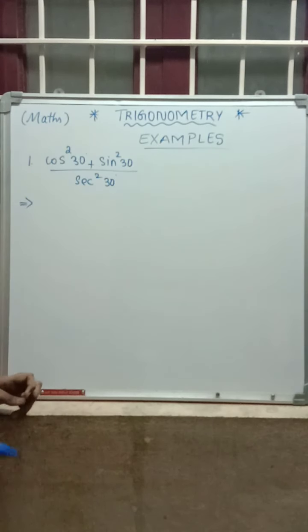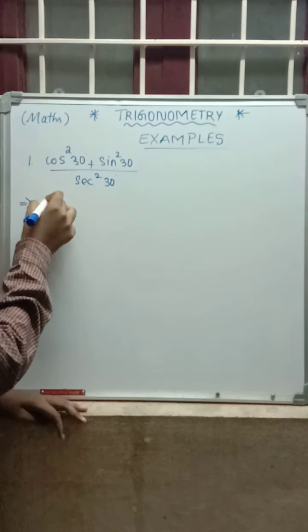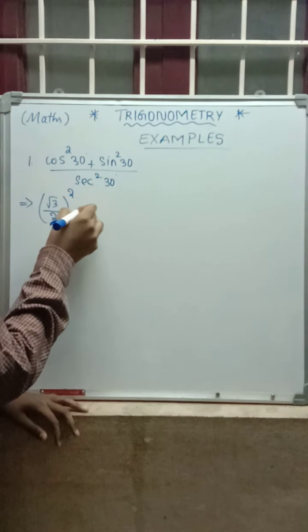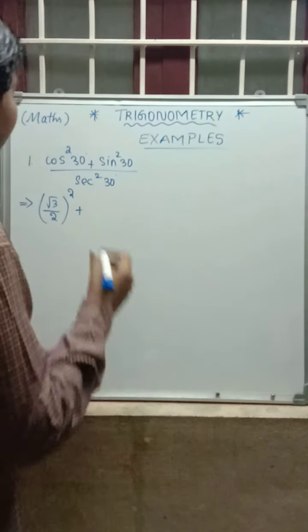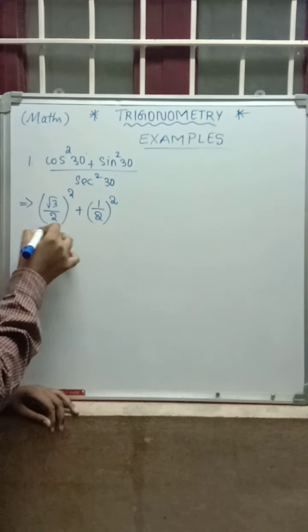Cos 30 value we know that it is root 3 by 2. Square is there. So root 3 by 2 whole square plus sin square 30. Sin 30 is 1 by 2, so 1 by 2 whole square.